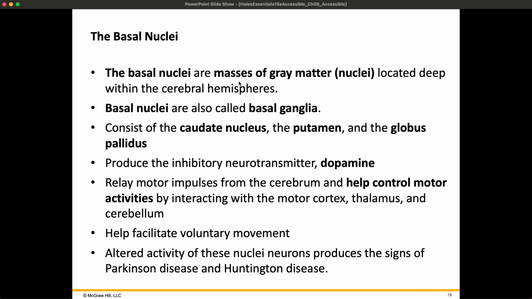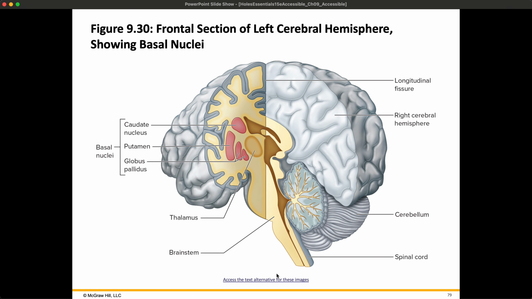All right, so the basal nuclei are masses of gray matter deep within the cerebral hemisphere. You'll also hear them called the basal ganglia. They have different structures within them, and they produce dopamine, help control motor activities, facilitate voluntary movement, and can be signs of other diseases, Parkinson's and Huntington's disease. This is showing where those basal nuclei are located deep within the cerebrum.